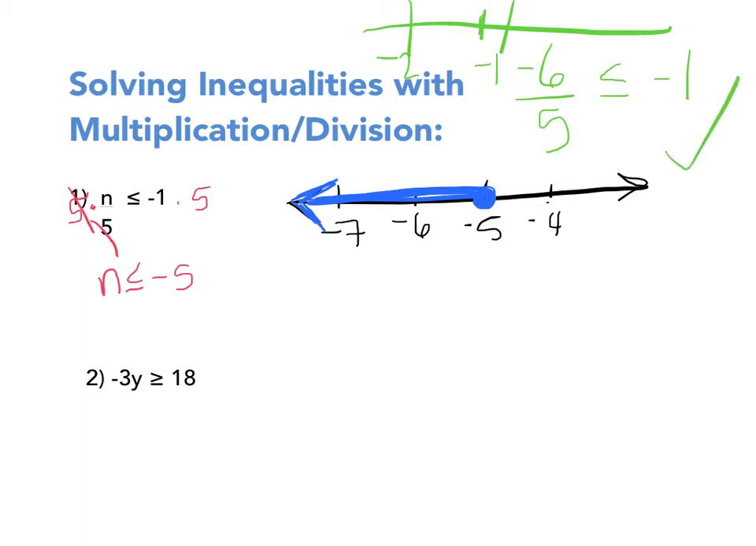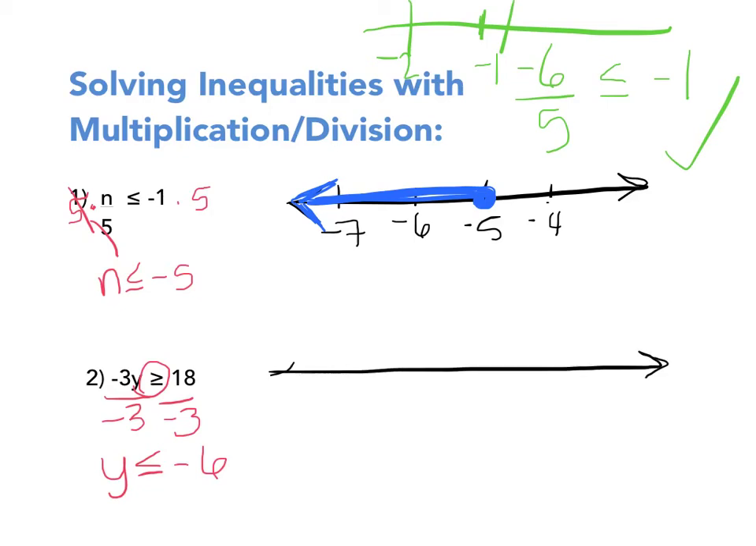Let's check out our next example, number 2. I'm going to divide by -3 on both sides, and here we go. We're dividing by a negative, so I need to flip this greater than or equal to sign to a less than or equal to sign. So y is less than or equal to -6. And let's graph that on a number line.